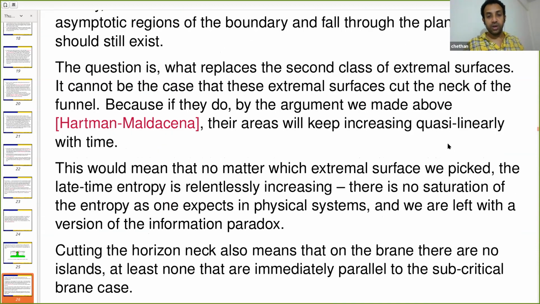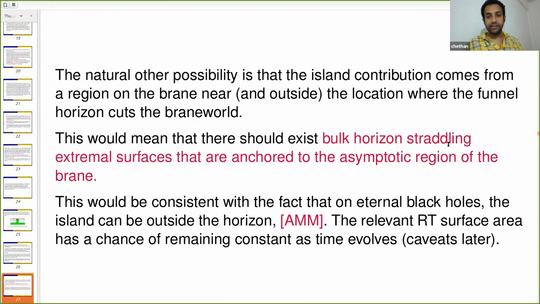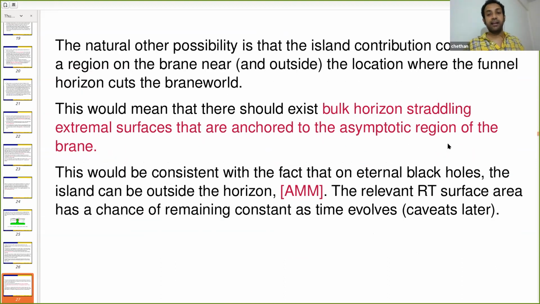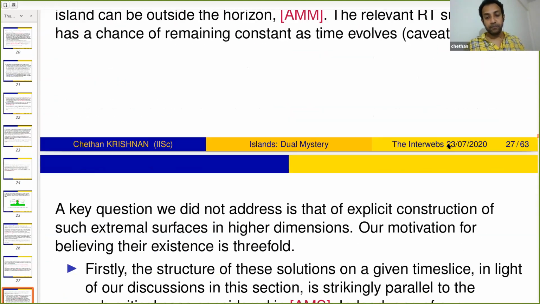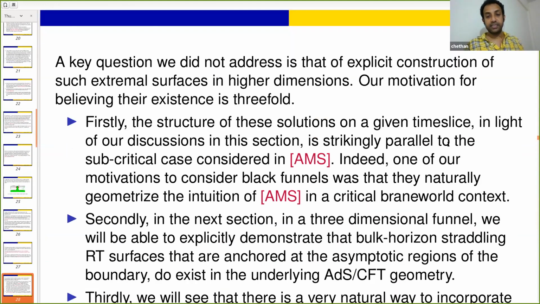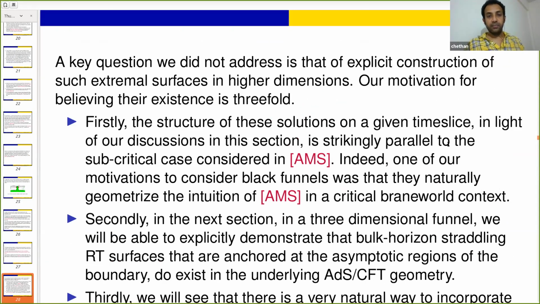Okay. So let me skip all these things. The key thing that we want to find evidence for is whether there exist bulk horizon straddling extremal surfaces that are anchored to the asymptotic region of the brane. So that's the question that we want to answer. Here are some caveats, so let me go through the slide quickly.